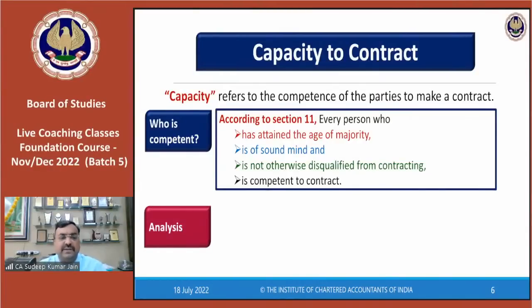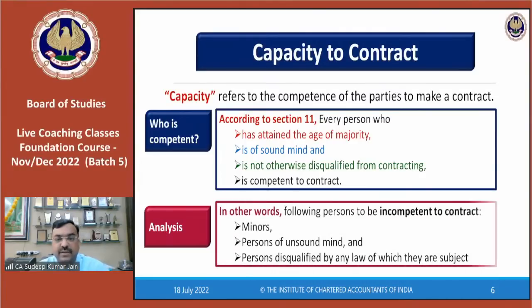If we get the analysis of this section, we find, in other words, following person to be incompetent. Section 11 says who are competent. Now we are discussing who are incompetent to contract. One is minor, second is person of unsound mind, and third is person specifically disqualified by any law of which they are subject. So we will discuss one by one.